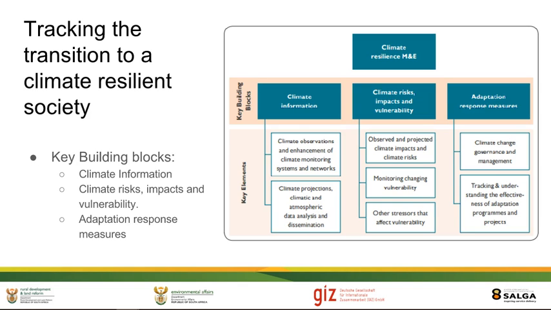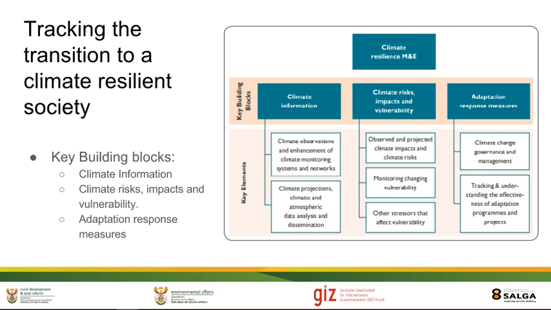It is worth noting that tracking the transition to a climate-resilient society is more challenging than tracking the transition to a low-carbon society. This is partly due to the long timescales associated with climate change adaptation, and that there are no agreed-to metrics when measuring the effectiveness of climate adaptation responses.